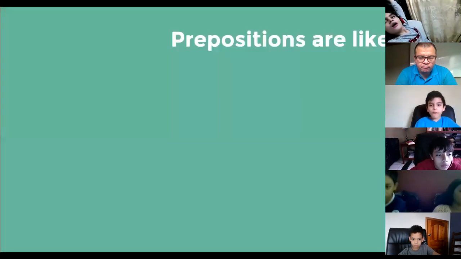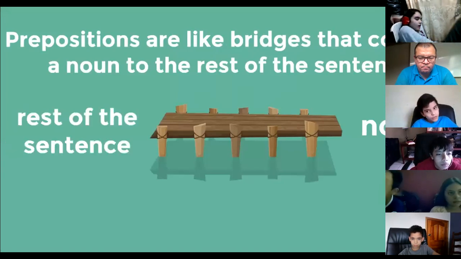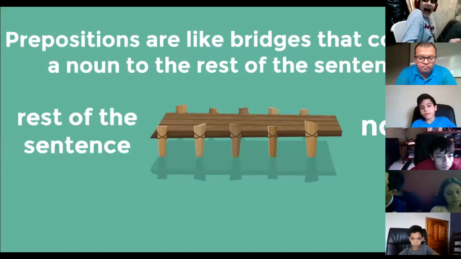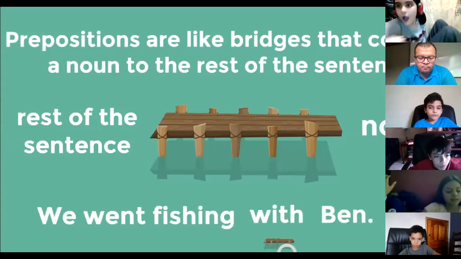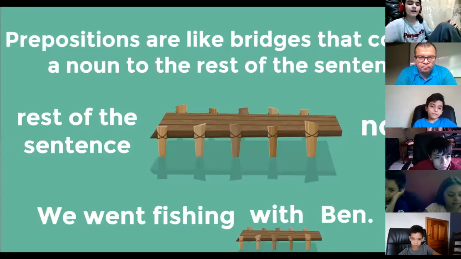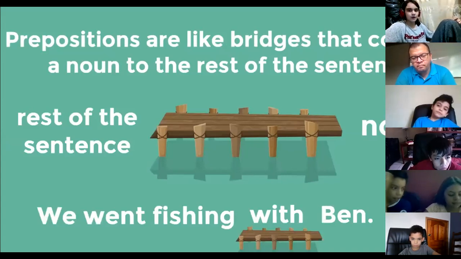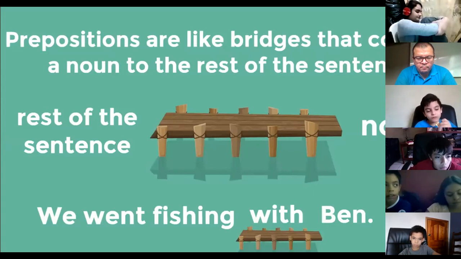So, prepositions are like bridges that connect a noun to the rest of the sentence. For example, we went fishing with Ben. With is the preposition because it's connecting Ben to the rest of the sentence. It's connecting Ben with the idea of going fishing. We went fishing with Ben. With is a connecting word, a bridge. The word with is a preposition.